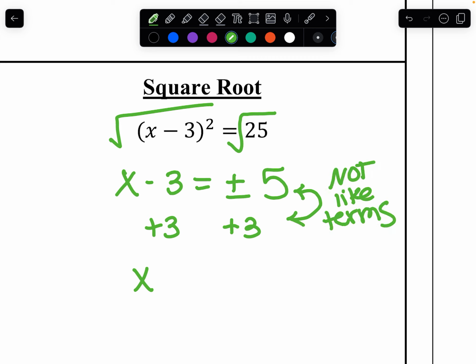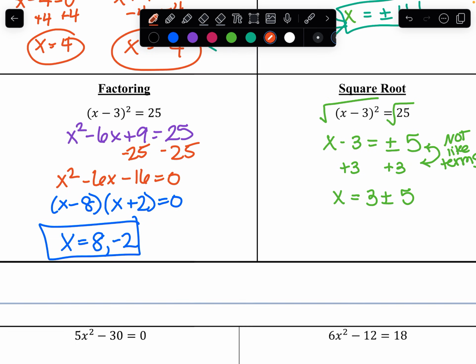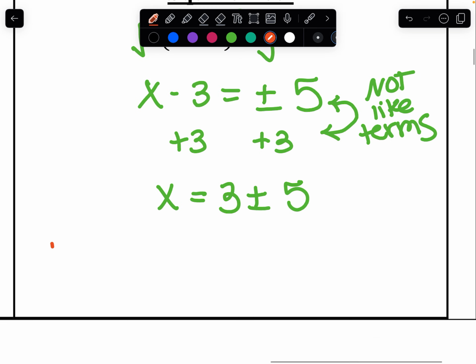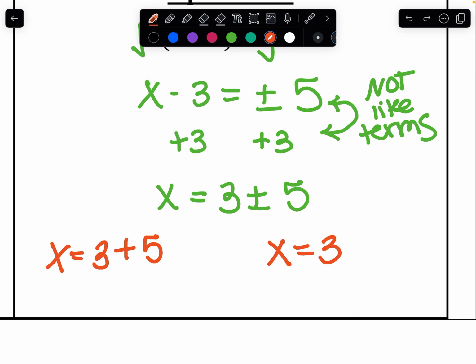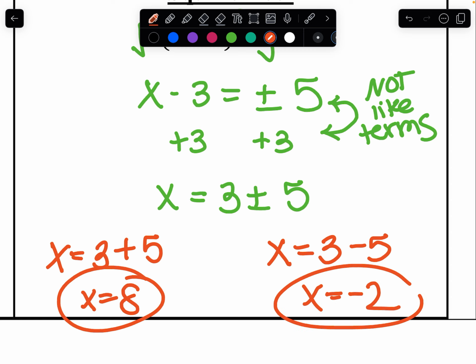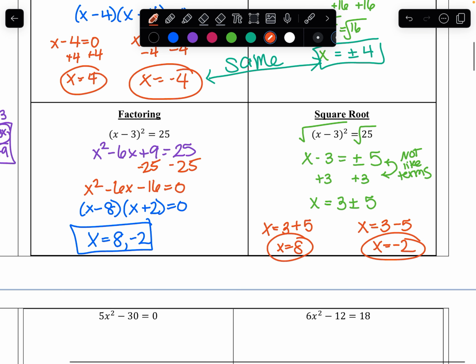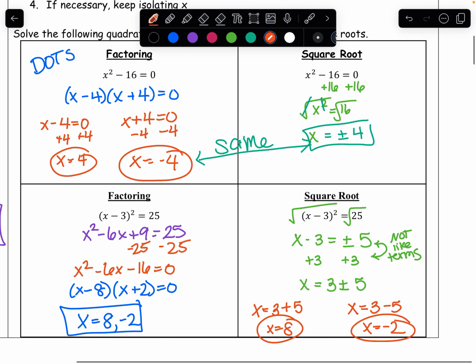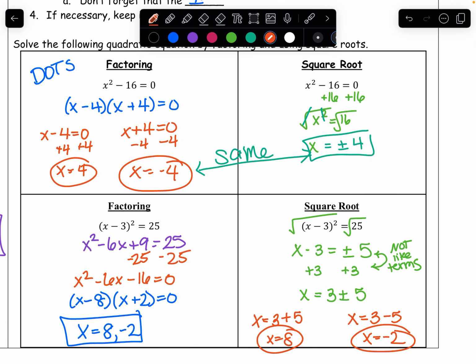Okay? And so what we get is 3 plus or minus 5. Well, how does that get turned into the blue answer? Well, what we do is we can take this. Now, you can either do this in your head or you can write it out. You can separate that plus or minus to be 3 plus 5 and 3 minus 5 to get x equals 8 and x equals -2. Our two answers.